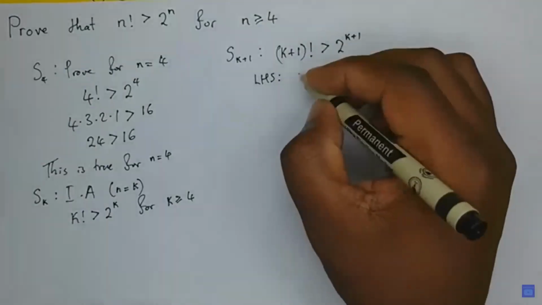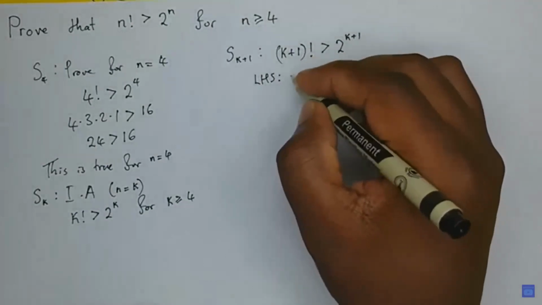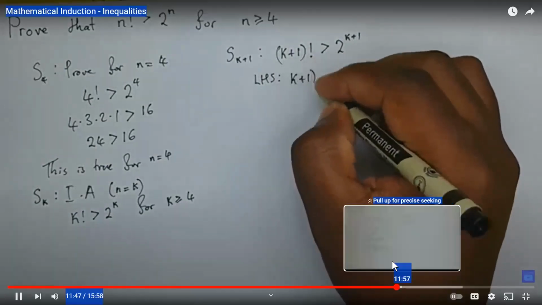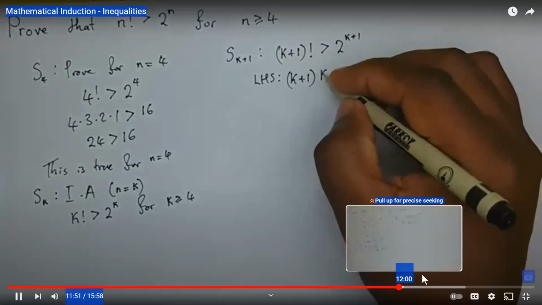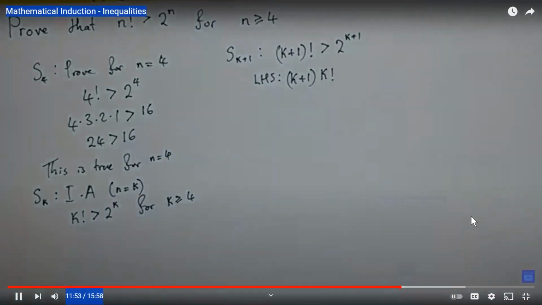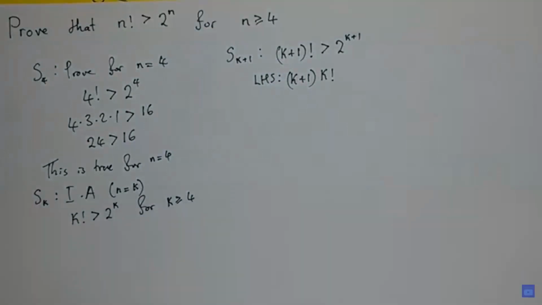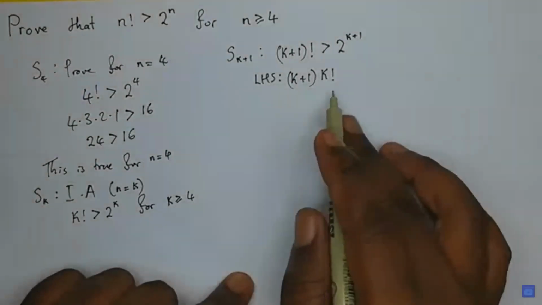So the left-hand side, what we have is (k+1). What follows before (k+1) is simply k, and give it a factorial. We are just working on the left-hand side. Then we want to prove that the left-hand side is greater than the right-hand side. Okay, so at this stage, this is what we have.